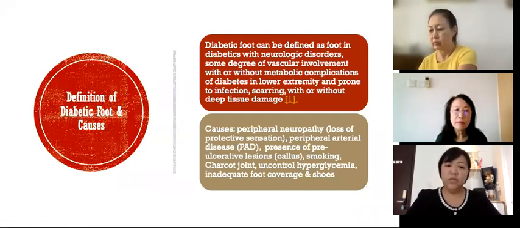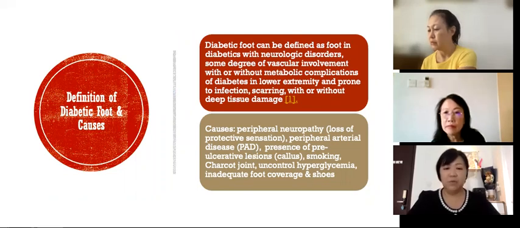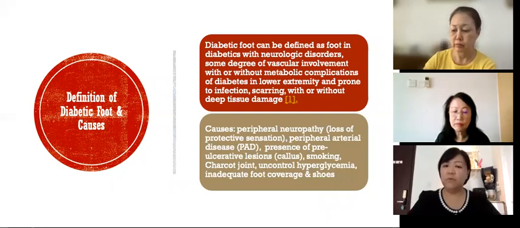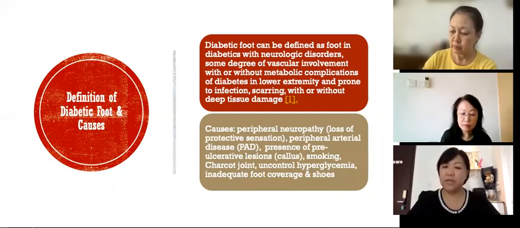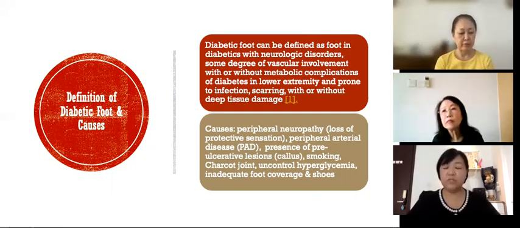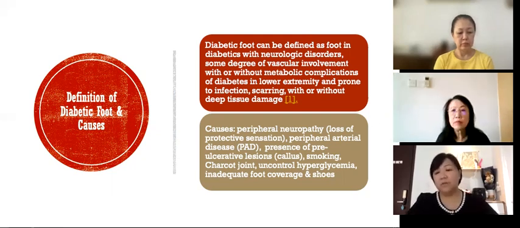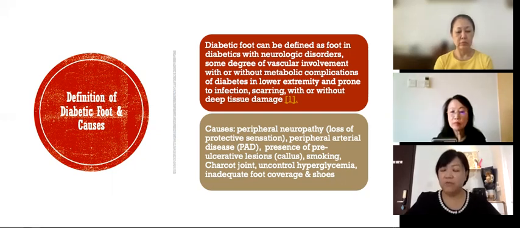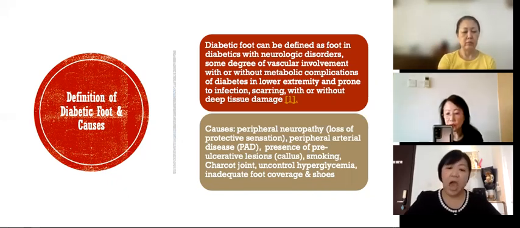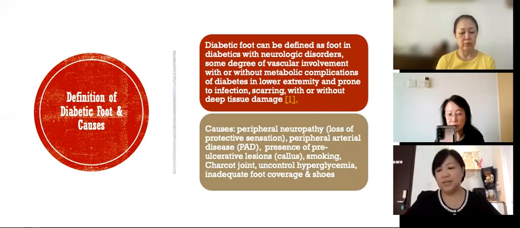Before we go further, we need to know what diabetic foot is. Diabetic foot can be defined as foot in diabetes with neurologic disorder, some degree of vascular involvement with or without metabolic complication of diabetes in the lower extremity, and prone to infections, scarring with or without deep tissue damage. The causes of diabetic foot are mainly due to two problems: peripheral neuropathy, which causes loss of sensation of the foot, and peripheral artery disease. Other causes may be uncontrolled hyperglycemia and pre-ulceration lesions, such as callus.